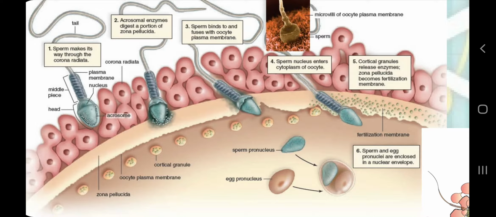Let's discuss the structure of sperm also, because that topic was skipped by me in the male reproductive system. Very briefly I will discuss. This is the head of the sperm, this is the middle piece of the sperm, and this is the tail of the sperm. And we know sperm is a modification of a cell. Which cell? The cell which is the result of spermatogenesis.